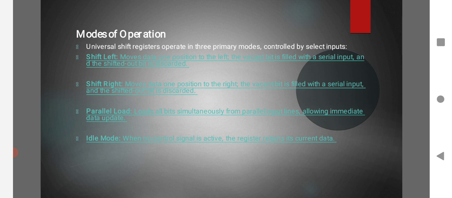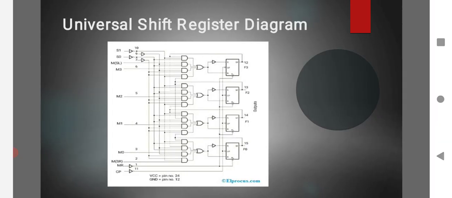Shift right moves data one position to the right and the vacant bit is filled with the serial input, and the shifted out bits are discarded. Parallel load loads all bits simultaneously from parallel input lines, allowing immediate data update. Idle mode: when no control signal is active, the register retains its current data.